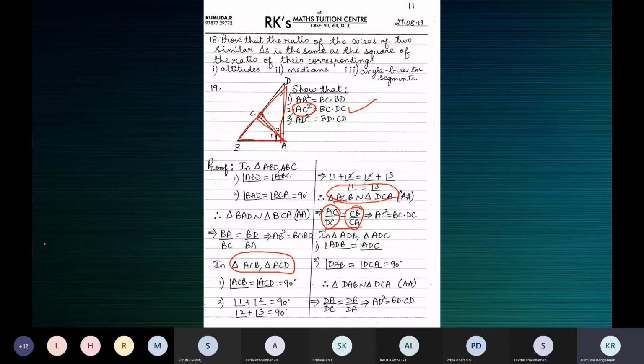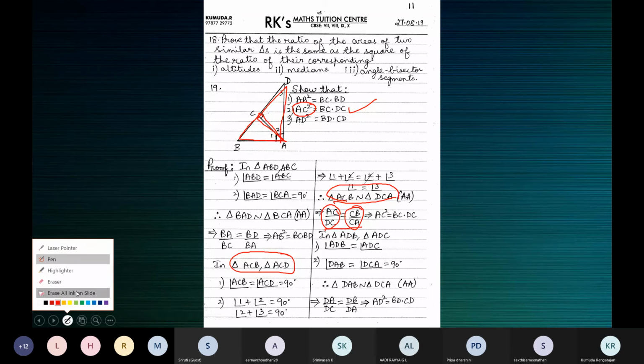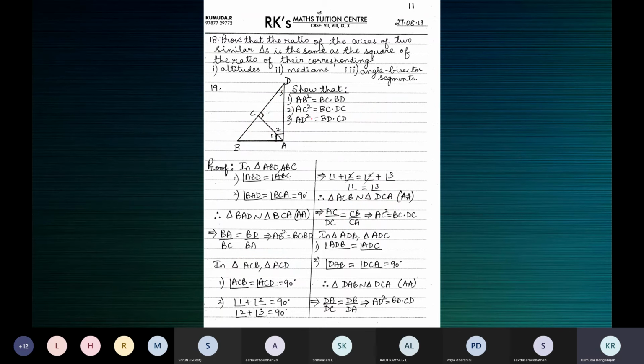So to get this result, here AD square, AD square. Name two triangles which have AD as a side. AD. Triangle ACD and triangle ABD.